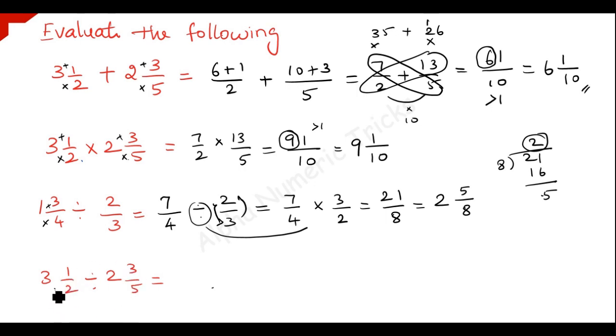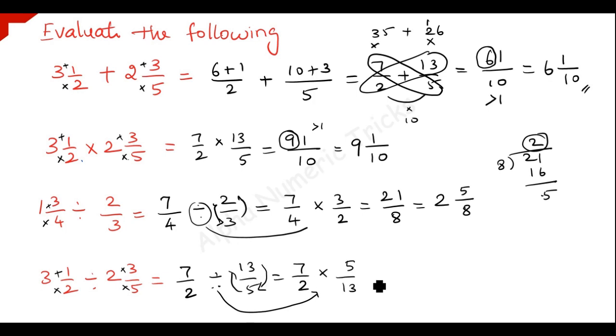Here you have to multiply this, 3 times 2 is 6, 6 plus 1 is 7, so 7 over 2 divided by, here 2 times 5 is 10, 10 plus 3 is 13 over 5. So here also you have 7 over 2 multiplied by this. When you're changing this division into multiplication, you take the numerator to the denominator and the denominator to the numerator, that is you have to take the reciprocal, so 5 over 13, which is equal to 7 times 5 is 35 over 26.